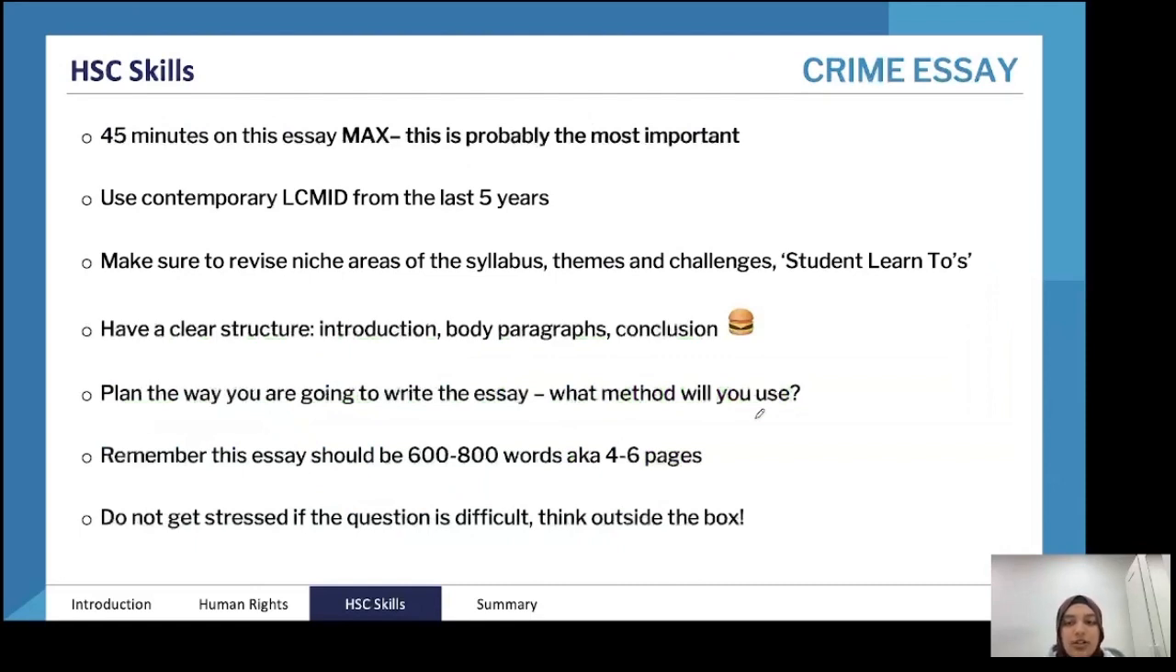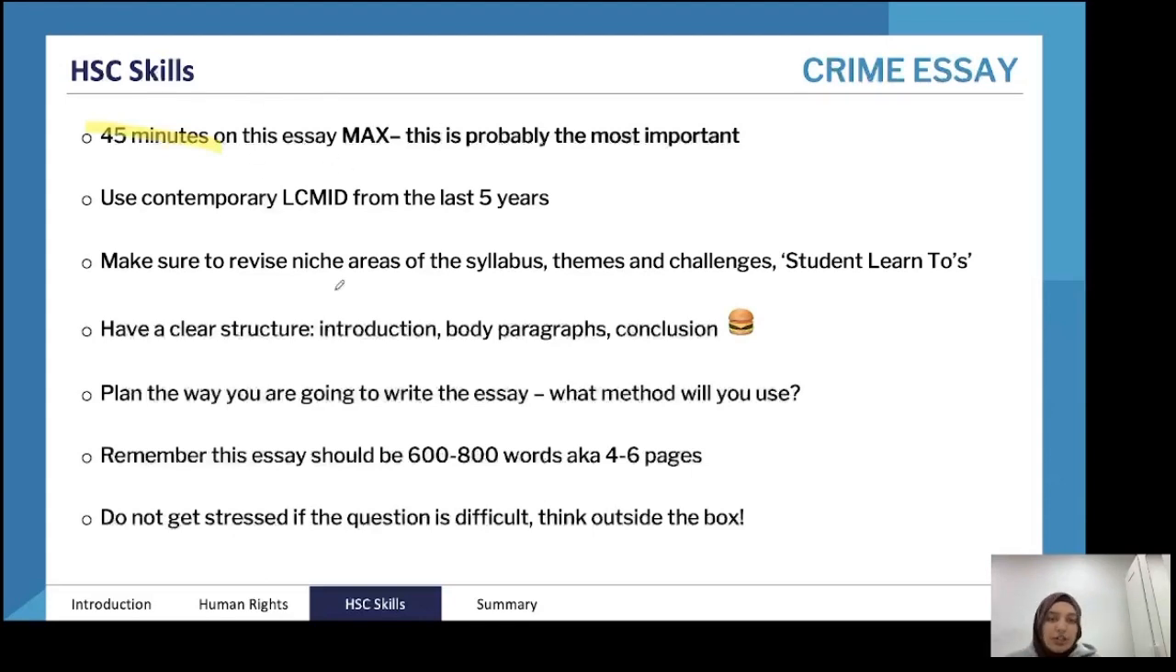Okay, moving on to the crime essay. So again, with the crime essay, I would say have 45 minutes on this essay max. Again, try to work out what works best for you. And that means looking at how much you think would be good for the recommended time for you personally. So have a time that you want to set to complete each section by.